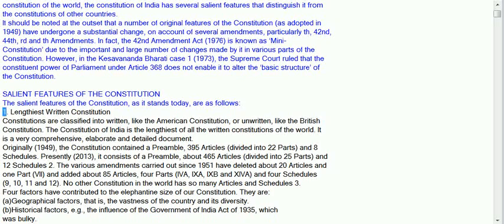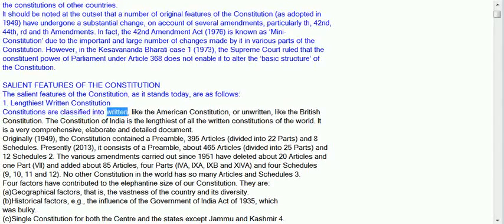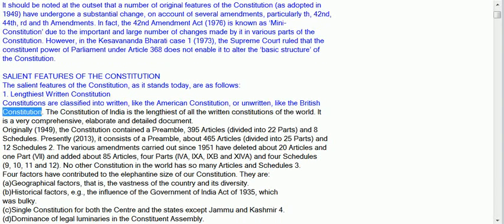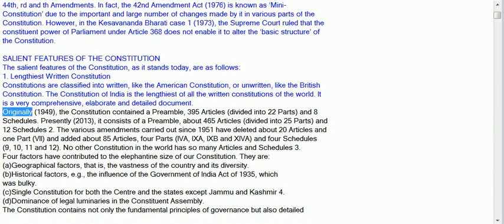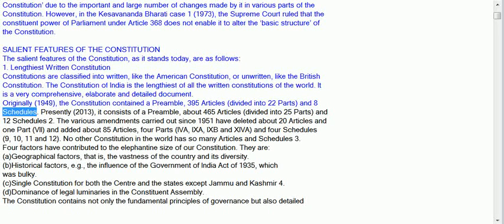1. Lengthiest written Constitution. Constitutions are classified into written, like the American Constitution, or unwritten, like the British Constitution. The Constitution of India is the lengthiest of all the written constitutions of the world. It is a very comprehensive, elaborate and detailed document. Originally, in 1949, the Constitution contained a preamble, 395 articles, divided into 22 parts, and 8 schedules.